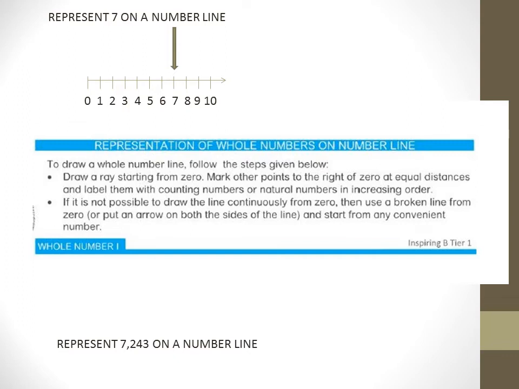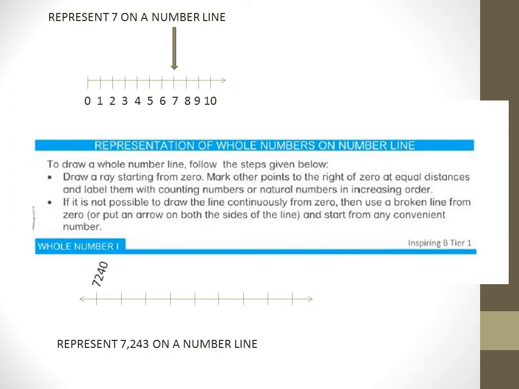If it is not possible to draw the line continuously from 0, then use a broken line from 0 or put an arrow on both sides of the line and start from any convenient number. So what we will do, we will draw a both sided ray. That means there is an arrow mark at the left, there is an arrow mark on the right side. Then we will divide the line at equal distances and start marking the numbers.